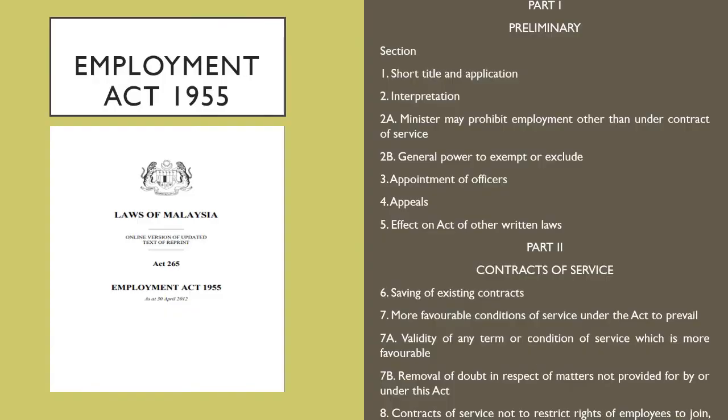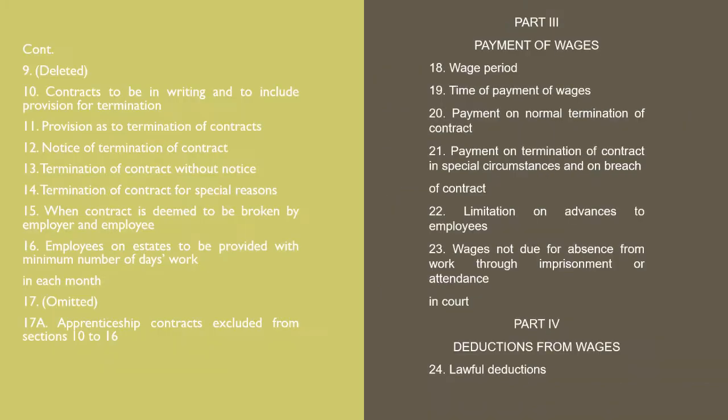There are 21 parts, which include 103 sections. First of all, Part 1 is Preliminary. There are 5 sections. Continue with Part 2, Contract of Service. Continue with Part 2, there are 9 sections till Section 17A. Then, Part 3 is Payment of Wages, Section 18 till 23, which is wages not due for absence from work through imprisonment or attendance in court. Then, Part 4, Deduction of Wages, which is Lawful Deduction.